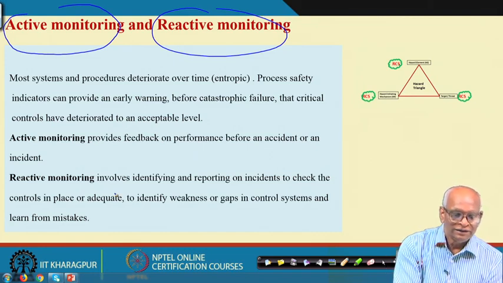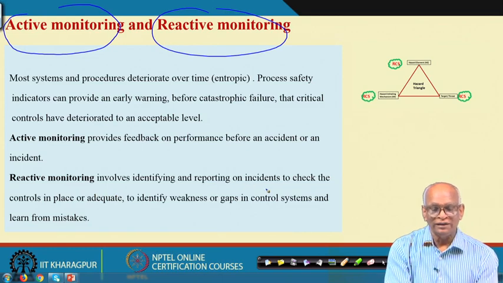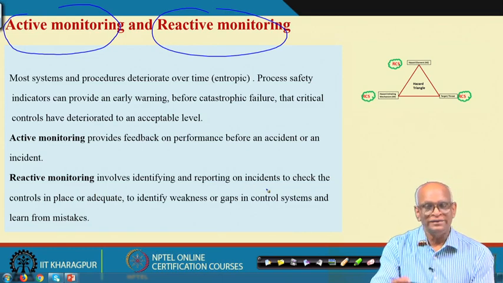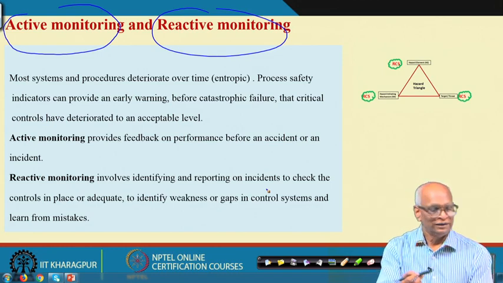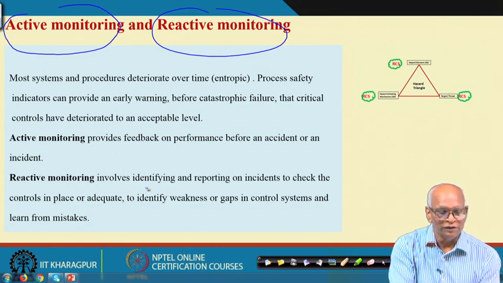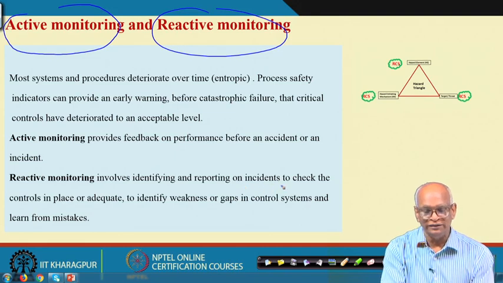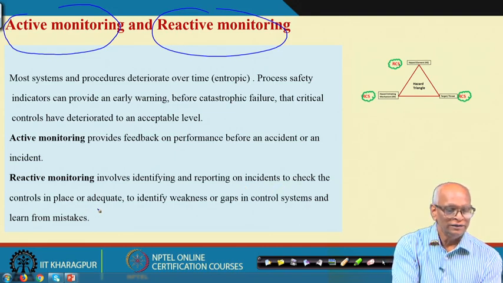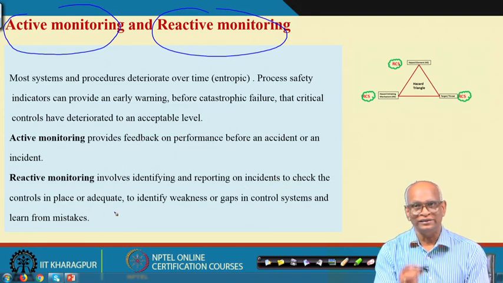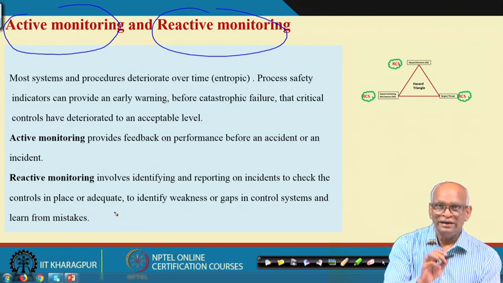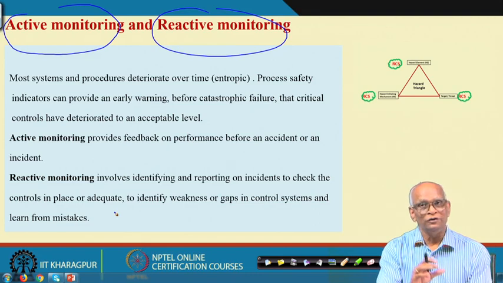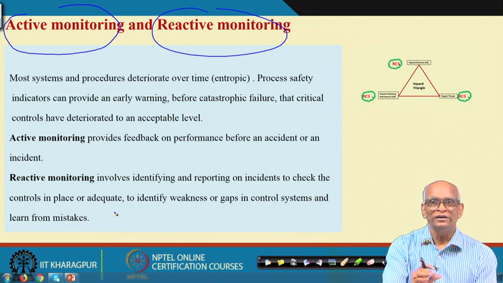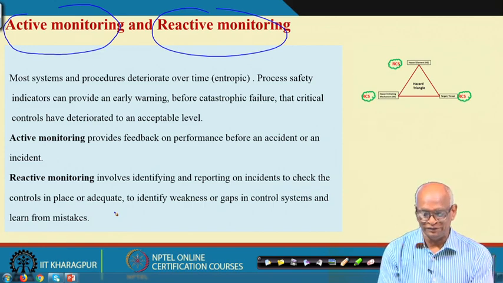Reactive monitoring is identifying and reporting on the incidents. Once the incident happens, then you will get to know. So, reactive monitoring involves identifying and reporting on incidents to check the controls in place, their adequacy and all these things. Active monitoring will tell you beforehand, reactive monitoring will tell you after the incident happens.